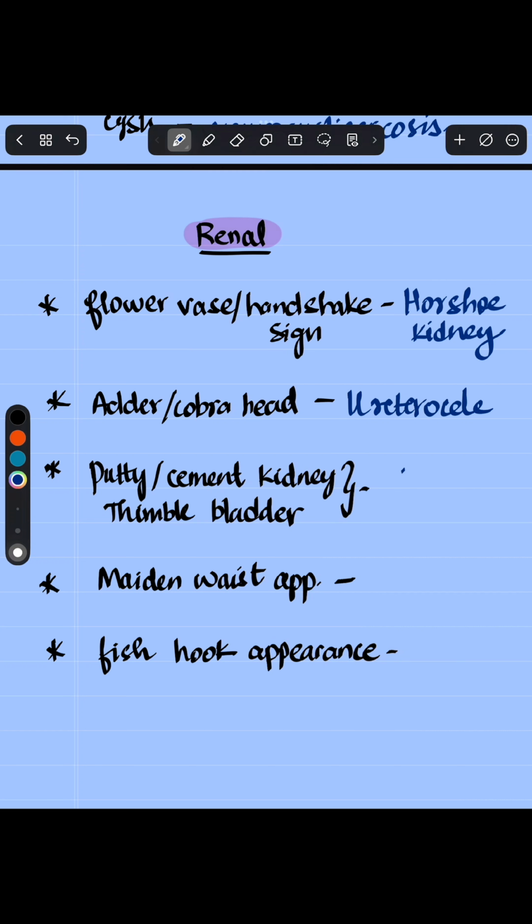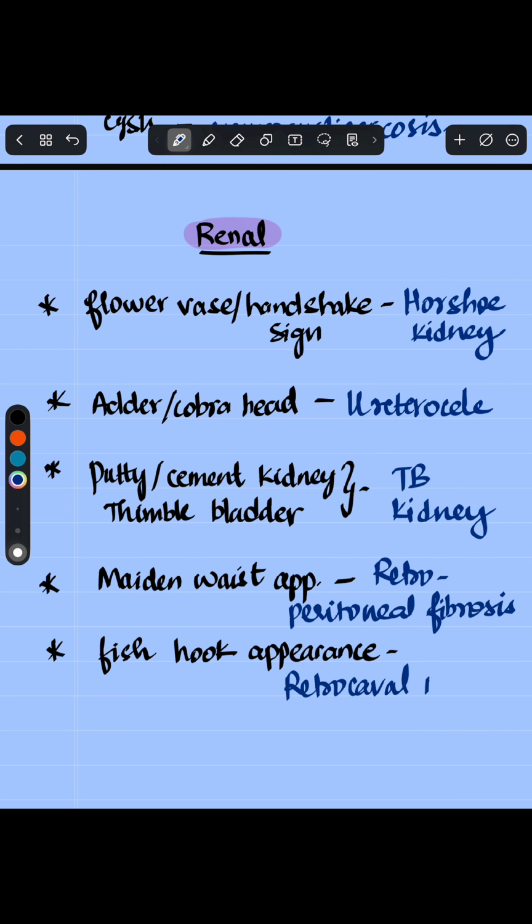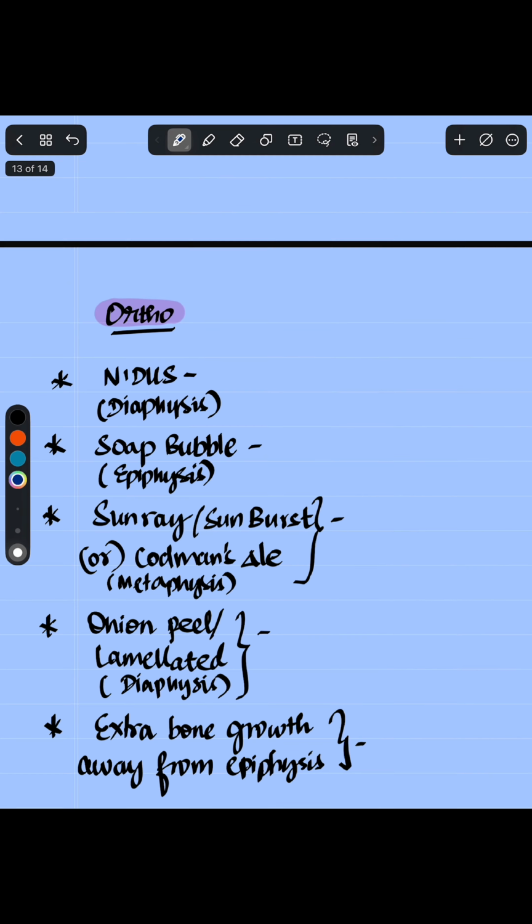Putty or cement kidney, or you can see thimble bladder, these are all TB kidney. Maiden waist sign is due to retroperitoneal fibrosis. Fish hook appearance you can see in retrocaval ureter. Now let's see ortho. In ortho radiology, mainly they'll ask about bone tumors. If you haven't seen my previous ortho revision video, please go kindly see that. It will be very helpful.